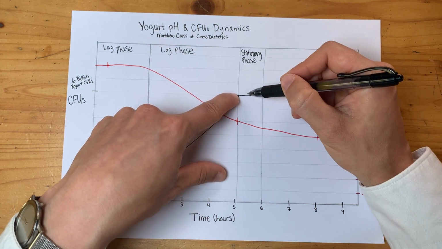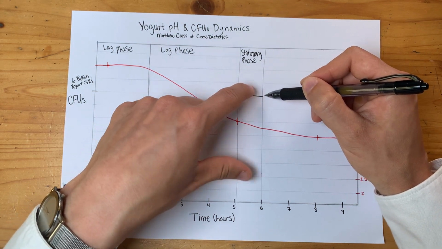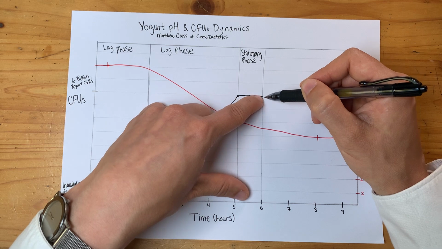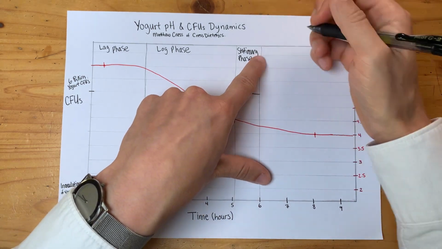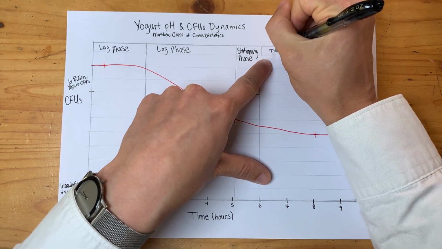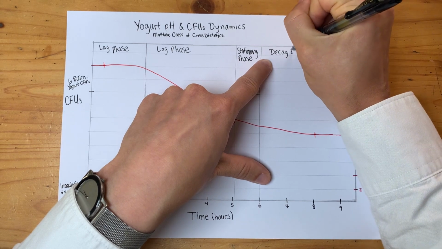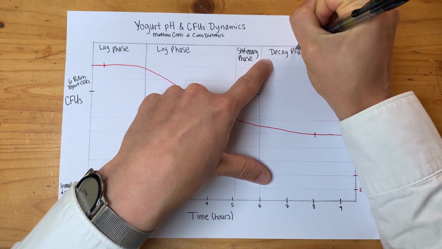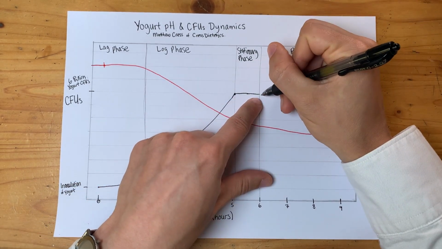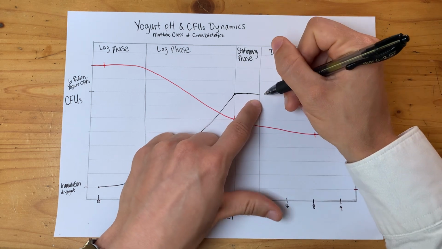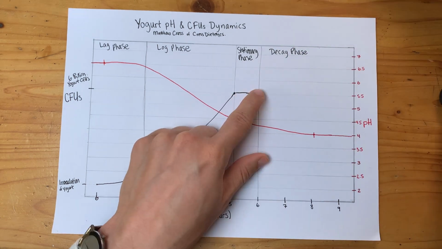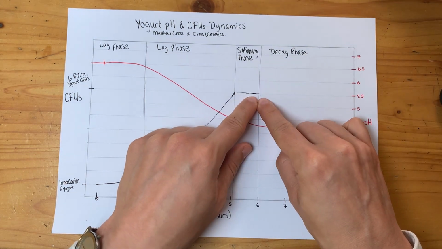And so right here, they're going to be like, oh, hang on, wait, it's getting too acidic. And so at this point, this phase right here, this will be our decay phase, where our bacteria are going to decline. The CFU units, they're going to start going down. Okay, so let's talk about the decay phase.